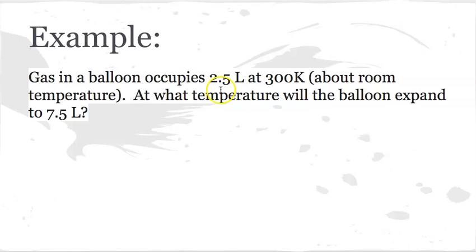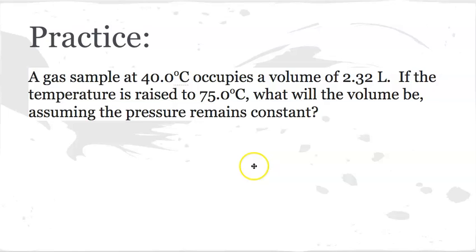So if gas in a balloon occupies 2.5 liters at 300 Kelvin, what temperature will cause the balloon to expand to 7.5 liters? So we'll say 2.5 over 300 equals 7.5 over T2. You do a little cross multiply and divide, but really, if the volume tripled, that means the temperature tripled, so it'll be 900 Kelvins. Again, read the problem, pause, give it a shot, then move on to the next thing.